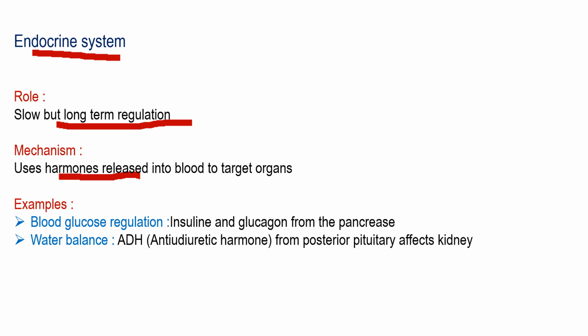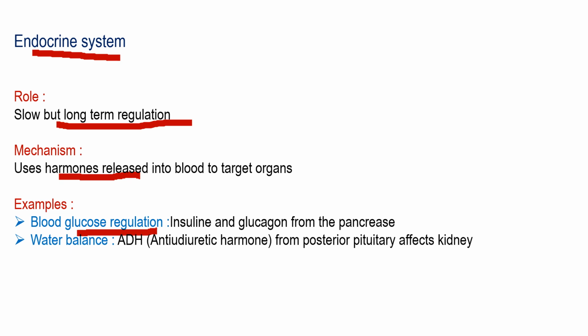For example, blood glucose regulation. Two main hormones that are involved in glucose regulation in human body are insulin and glucagon, that are secreted from pancreas. So when blood glucose level rises, then insulin is secreted and it decreases blood glucose by different metabolic reactions. In contrast, when blood glucose level decreases, then glucagon is secreted by pancreas and it increases blood glucose level by different reactions in human body.